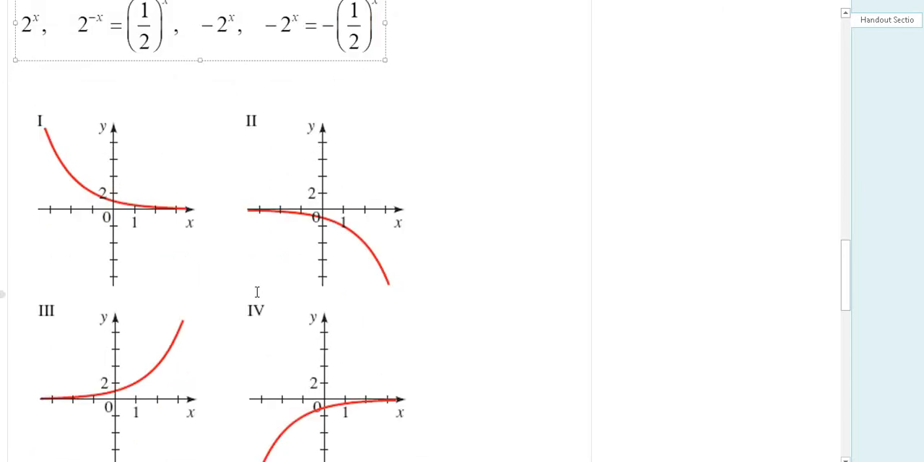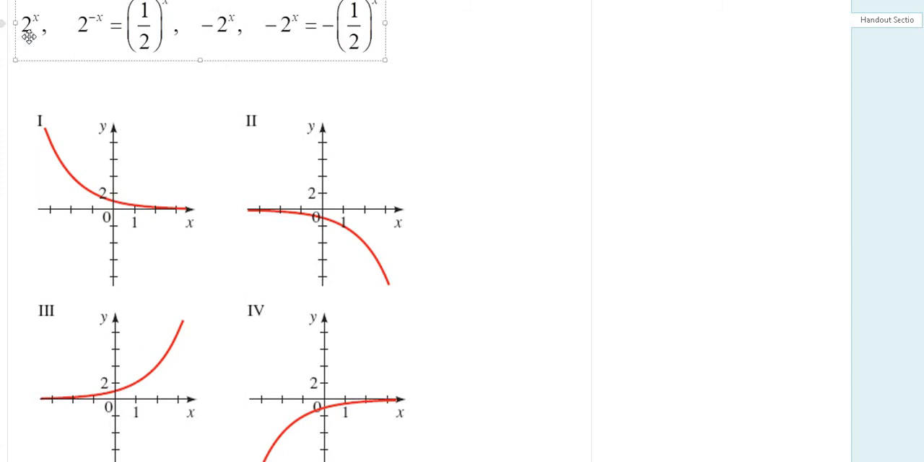So let's start with 2 to the x. Well, the basic shape that you should get used to is one of these 4. Which one of these 4 do you think lines up with y equals 2 to the x without taking out your graphing calculator? Yeah, the third one. It passes through 0, 1, it grows really quickly, and it decays and gets close to but never quite touches the x-axis. Great. So 2 to the x is number 3.